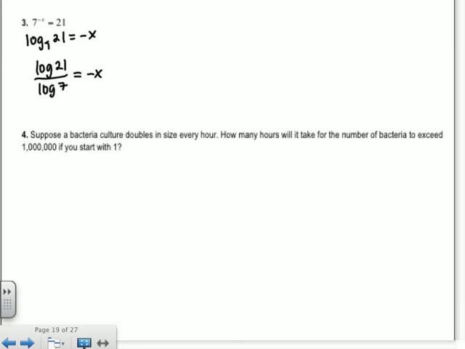Okay, so log of 21 divided by log of 7. So I get 1.56458 equals negative x. So that means x is just the negative of that. So I'm going to be lazy and just write x equals negative. Okay, so if you round to 3 decimals, it'd be negative 1.565. Make sense? Okay, let's try this a second way.